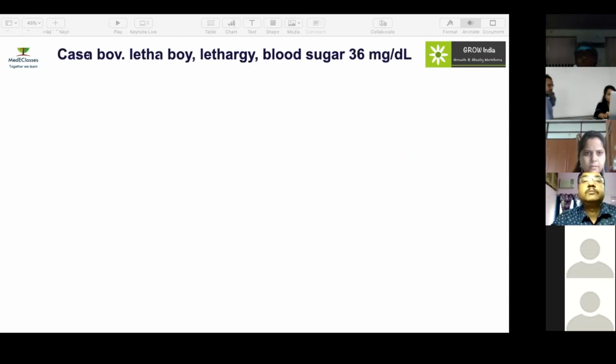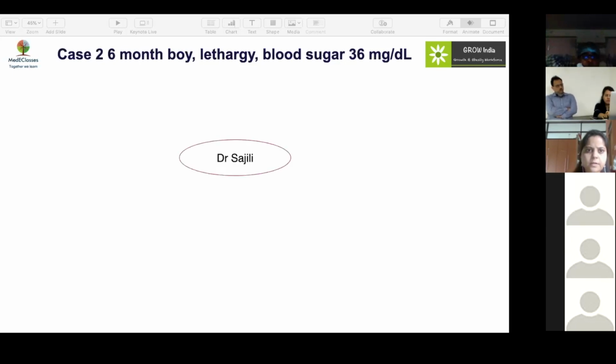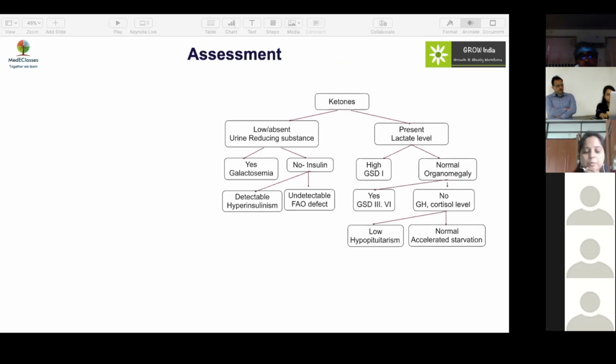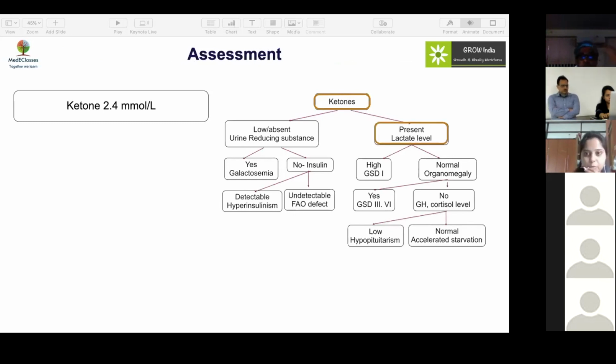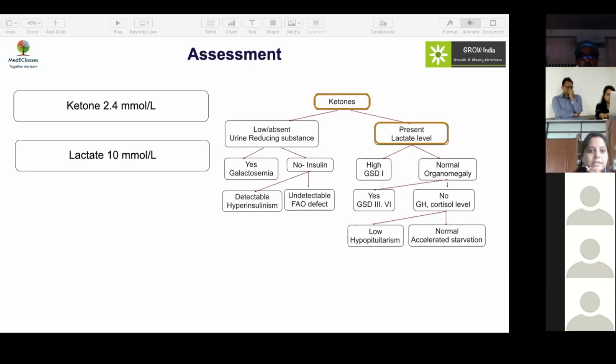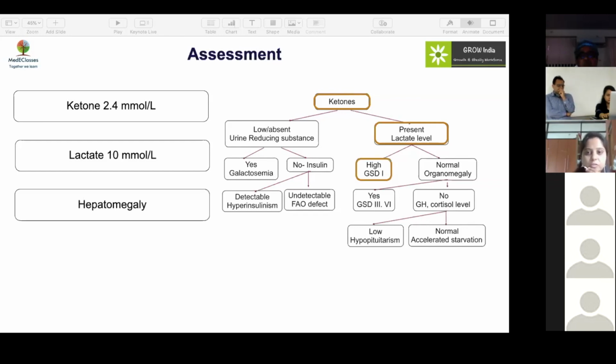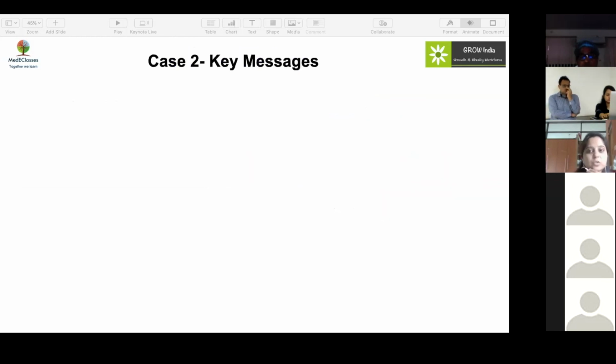The next patient is a 6-month-old boy presented with lethargy and blood sugar of 36 milligram per deciliter at the time of presentation. So, Sajali, how will you approach this boy? Child who presents with hypoglycemia, first thing that one should do is check his ketone levels after stabilization. If the ketone levels are positive, as sir has taught us the approach, the next step is to look at the lactate levels. And as we can see in this child, he had ketosis as well as lactic acidosis. So the most likely diagnosis in this child would be a glycogen storage disease. And when we examine the child properly, we can see that he had hepatomegaly as well, which favors glycogen storage disease 1.